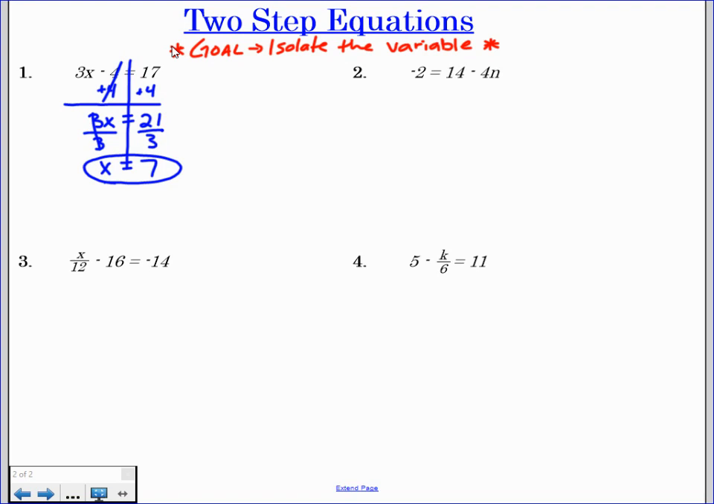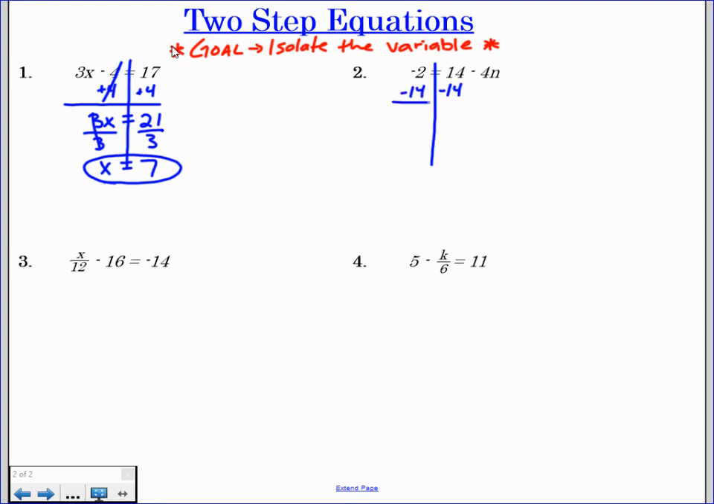Let's look at the next one. So first, got to get the n by itself. That's a terrible line. I am going to redraw that because that's going to bother me. That's a little better. My variable n is on the right-hand side here, so I'm going to be working from right to left here. I have a positive 14 that I need to undo, that I need to get rid of and cancel out of this equation.